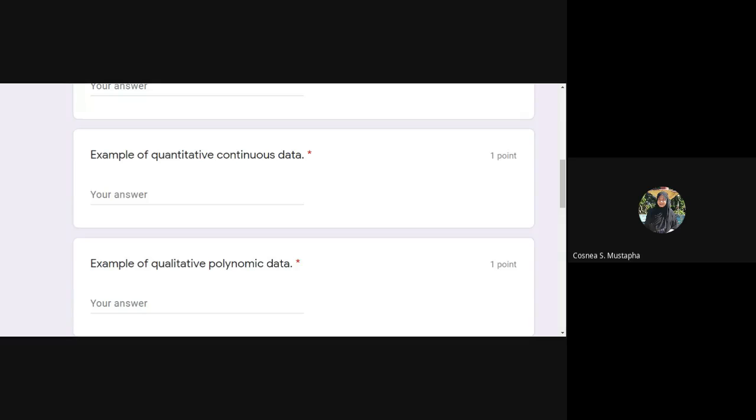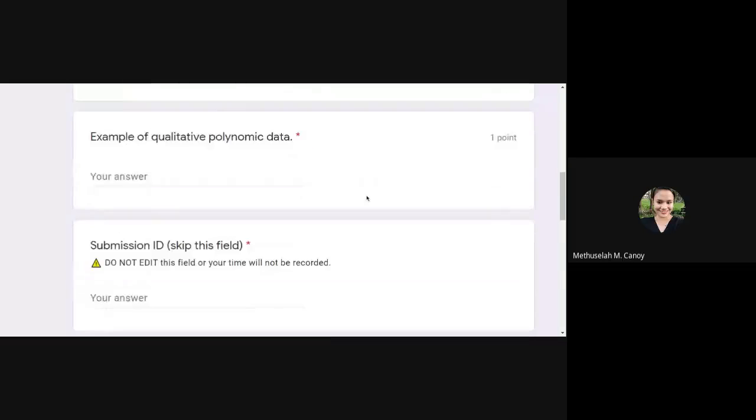Hair color. Kosnia. Yes, Kosnia. Hair color. Okay, Kosnia, hair color. Yes. Okay, let's proceed to the next.